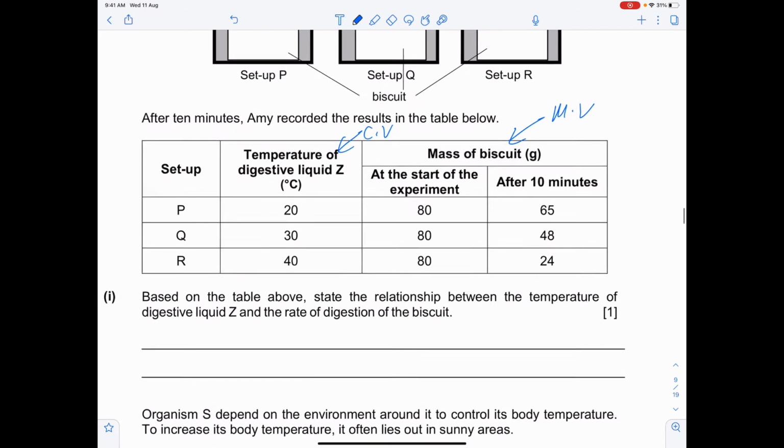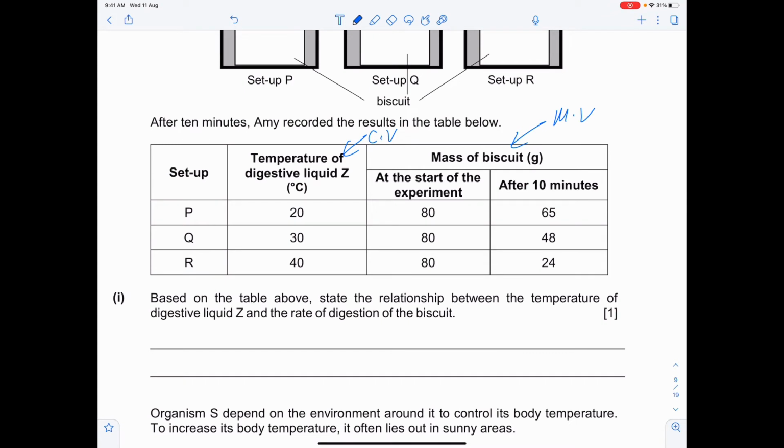So this is a relationship question, and I'm sure most of you are familiar. The format of it is: as something increases, something increases or decreases. A relationship question can also be no effect, but this case is pretty straightforward. So what I will do to annotate is I will actually draw. Can you see that it's increasing? So I'll put here increasing. As temperature increases, I also see that my mass of biscuits decreases. So what does this translate to? This translates to a higher rate of digestion.